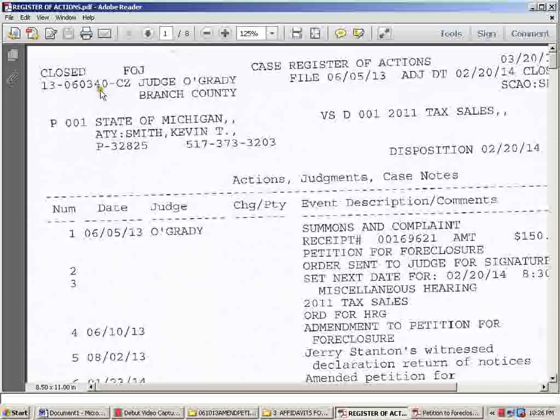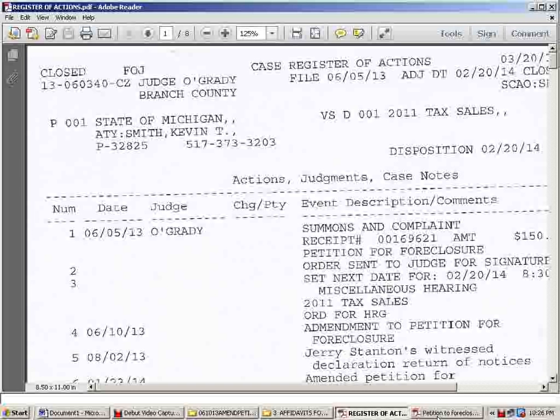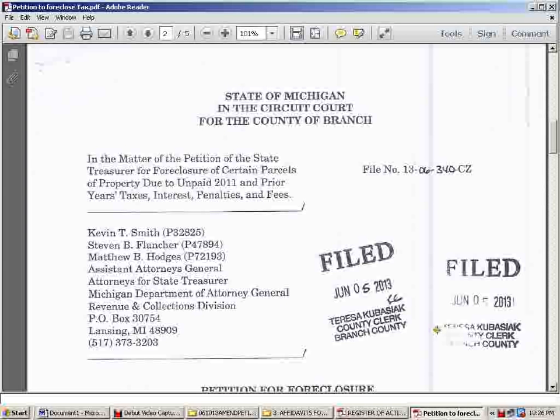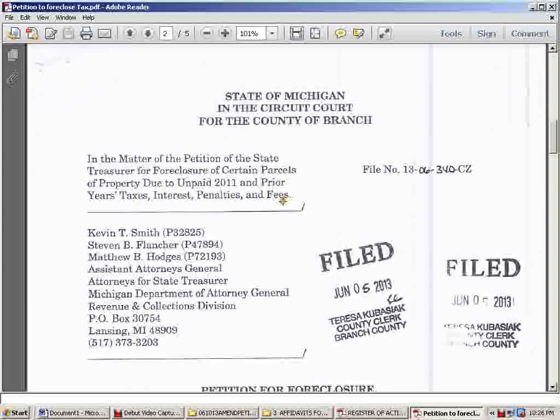13-06-0340-CZ. 06, it should be 060340. That's where Jerry thinks he's going to court. But this petition is put in under 1306. There is no 0. They put a dash. 340CZ. It's a different case number. It's a different file number, right? Stored someplace different than everything else that has to do with this court case. Because his court case is 13-06-0340, but not the petition.